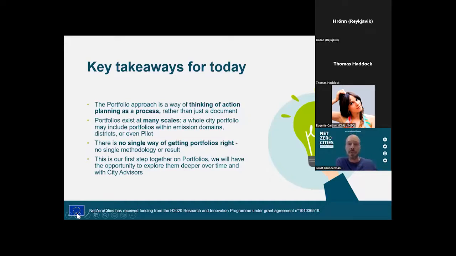The portfolio approach is really a way of working together with different actors across the city to coordinate and connect different potential actions and make sure there is synergy in achieving the objective and in closing the gap between what we're able to do now and what we need to be able to do to reach the 2030 goals.